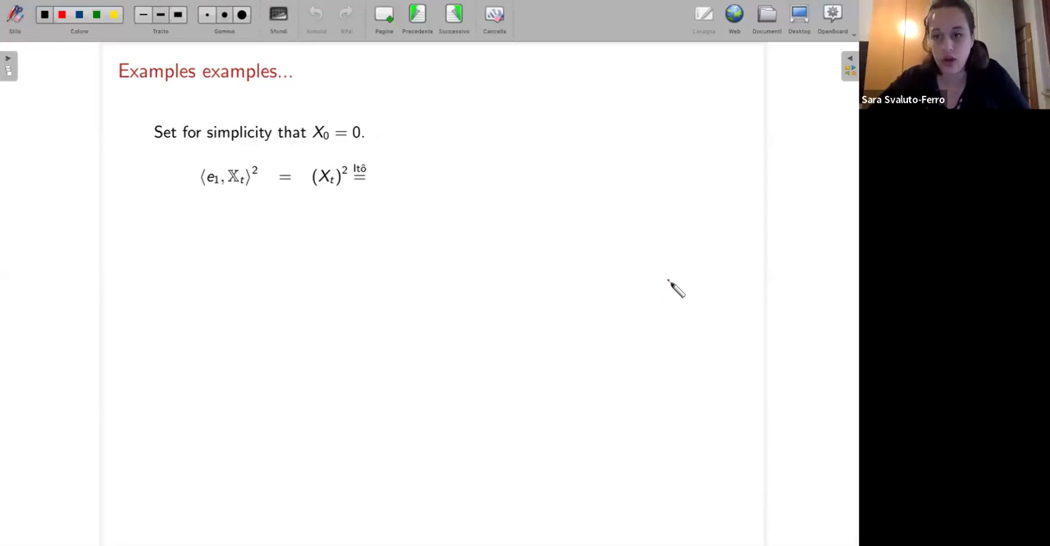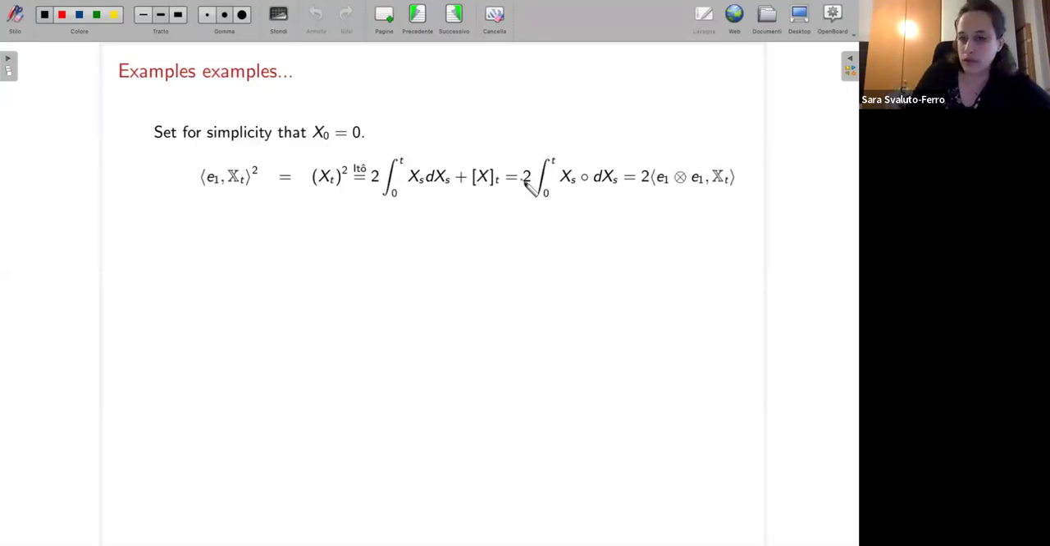You square it. You apply the formula, and you get 2 times the integral of x with respect to x plus quadratic variation. What is this? It's exactly 2 times the Stratonovich integral, which is 2 times component 2 of the signature, because this is 1 integrated with respect to x, integrated with respect to x. Here we have a polynomial of degree 2, here we have a polynomial of degree 1. Okay?